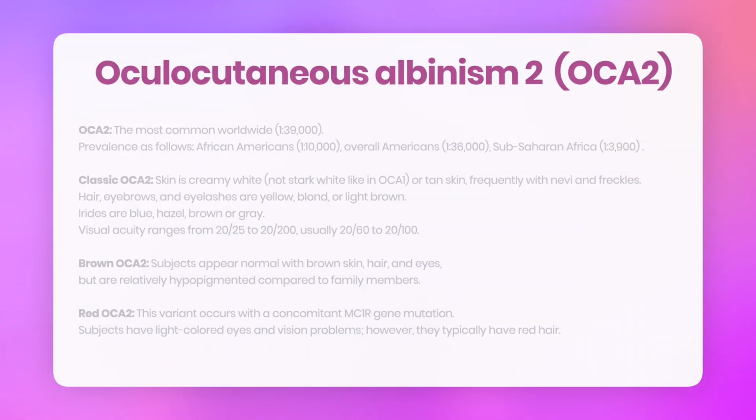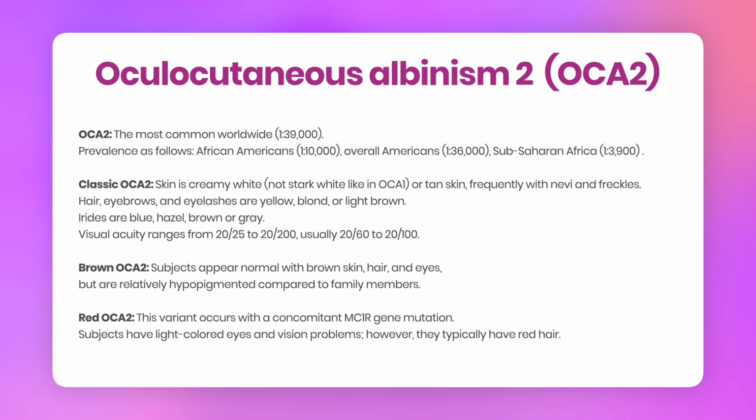Now, OCA 2, that's more common in Africa. And that's where I just got back from again. Love my people there. And the reason that that's happened is there's kind of a founder effect. So in the US, it's 1 person in 39,000 in America, but in sub-Saharan Africa, it's 1 in 3,900. So again, very much more prevalent because of the founder effect.